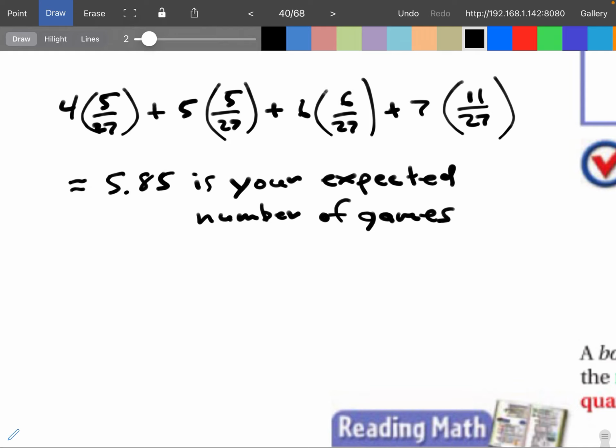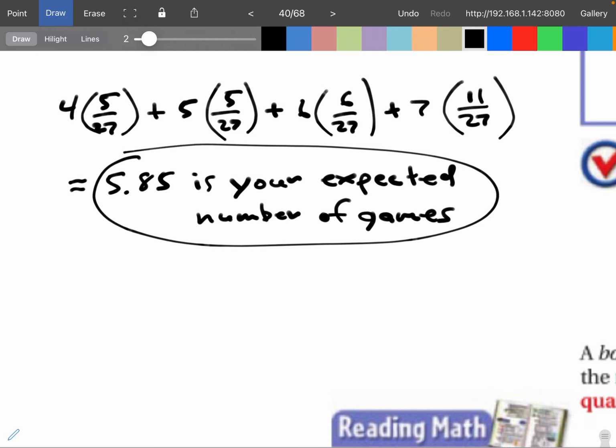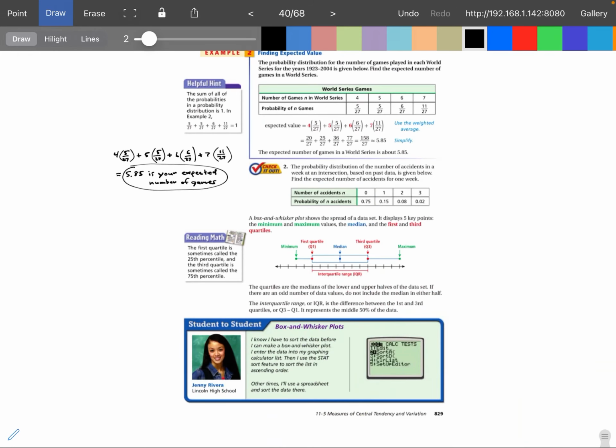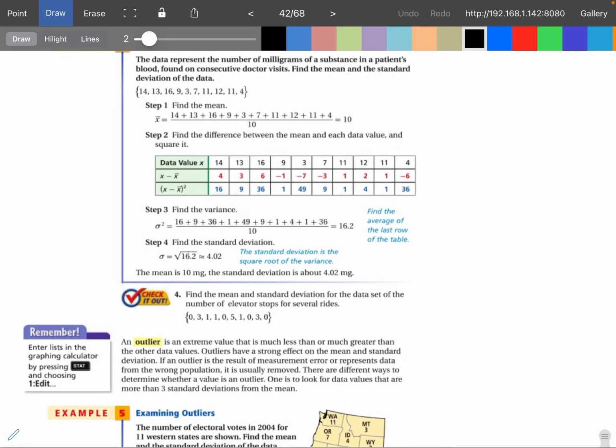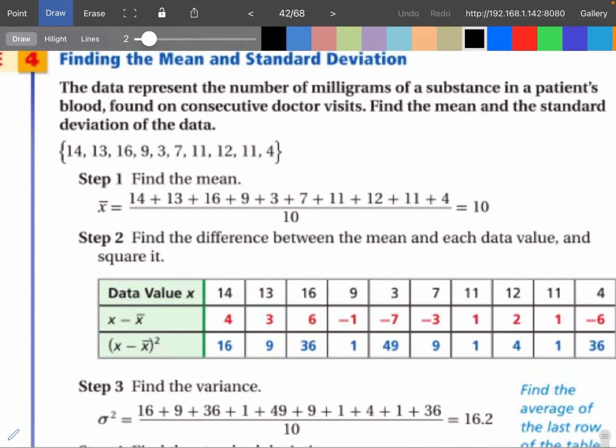So we got to do one more example, and then I've got to show you how to do some of this stuff on the calculator, all right? Because we can shortcut a lot of this on the graphing calculator. But let me take you through this one. So we're going to look at example 4 on page 831. Let me switch the page here. So we're going to look at this one right here.